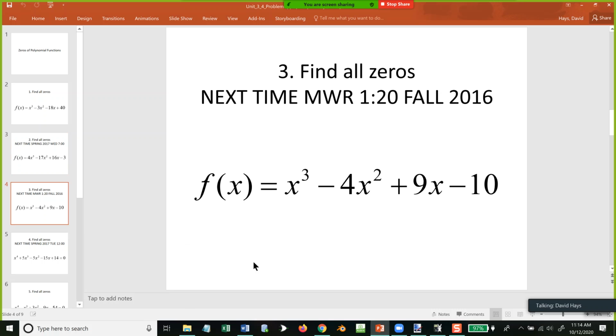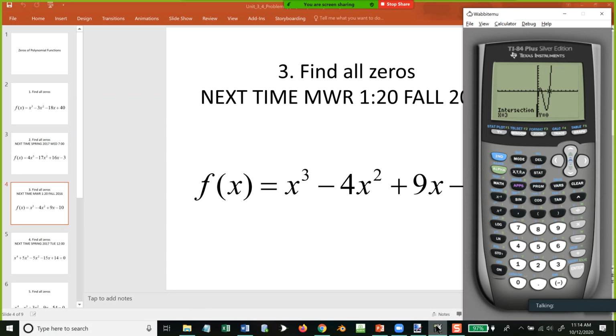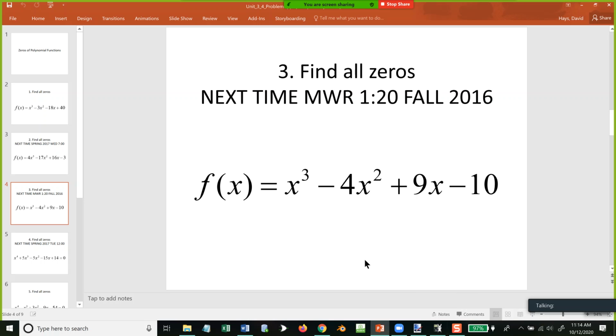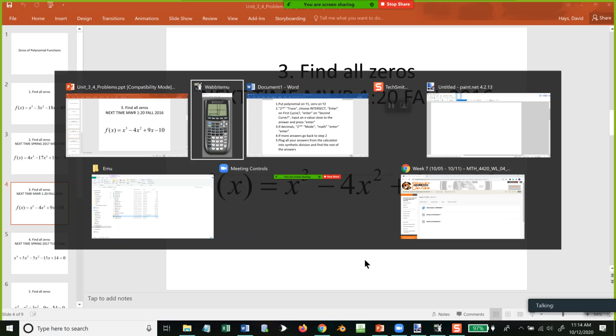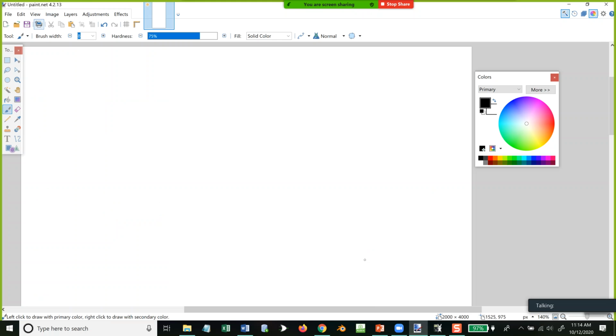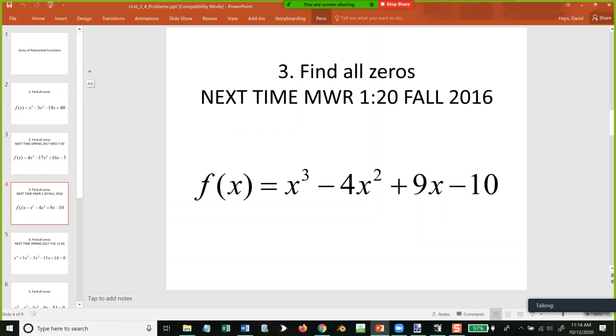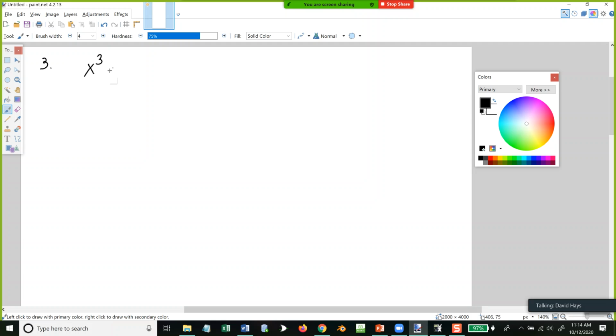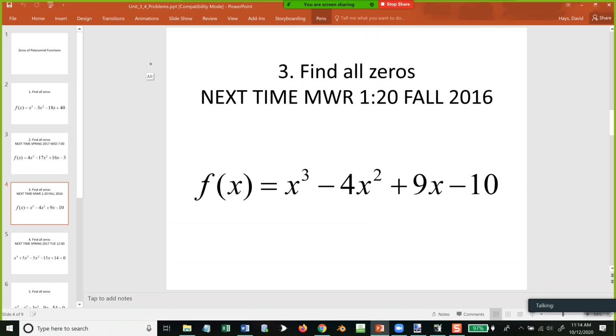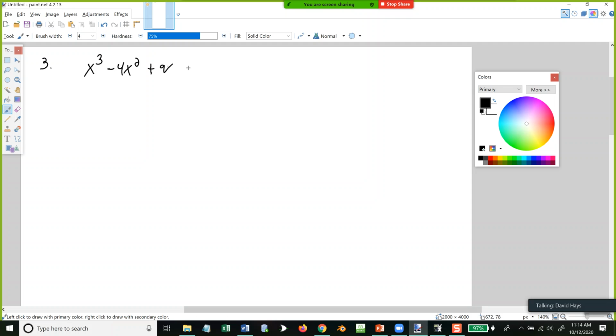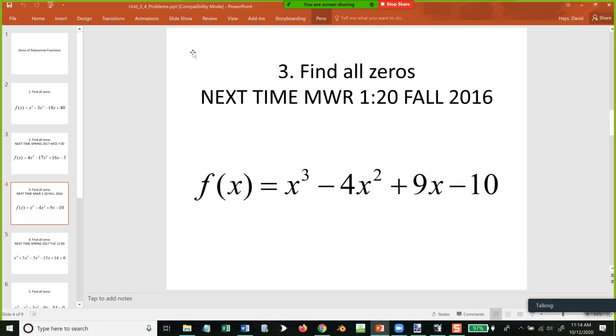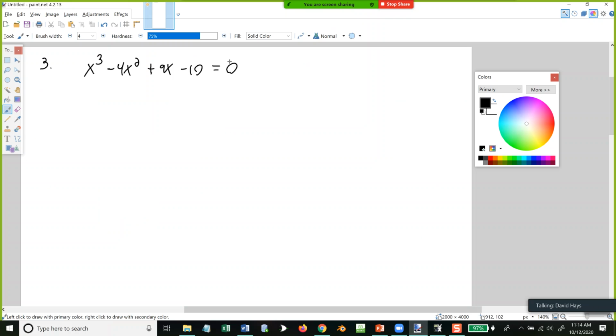Okay, let's take a look at this one. Number 3. x to the third minus 4x squared plus 9x minus 10. It says find all the zeros. What that means when it says find the zeros, it says set it equal to 0 and solve it.